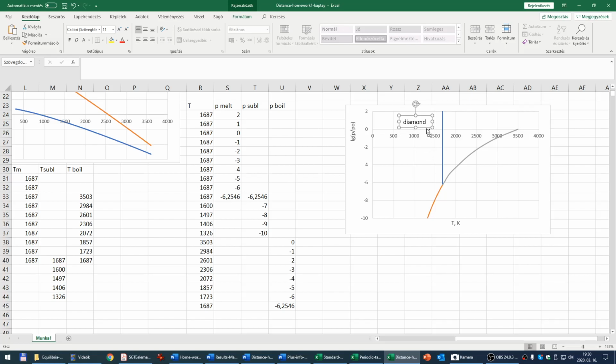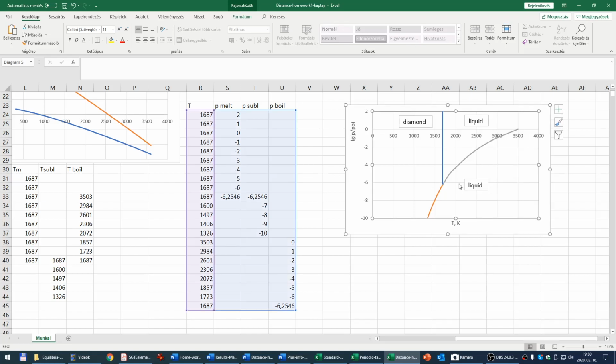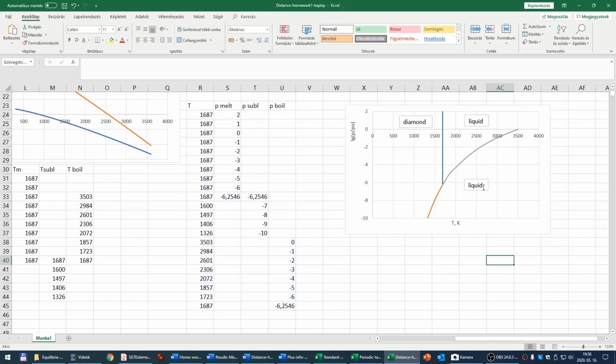Let me put it up here. This is the liquid phase. And this is the vapor phase. Okay, so the solid diamond phase is stable left from the blue line, left from the orange line, here. The liquid phase is stable right from the blue line and up from the gray line. Obviously it goes on here, but we don't have data. And the vapor phase is stable down right from the gray and from the orange lines, here.